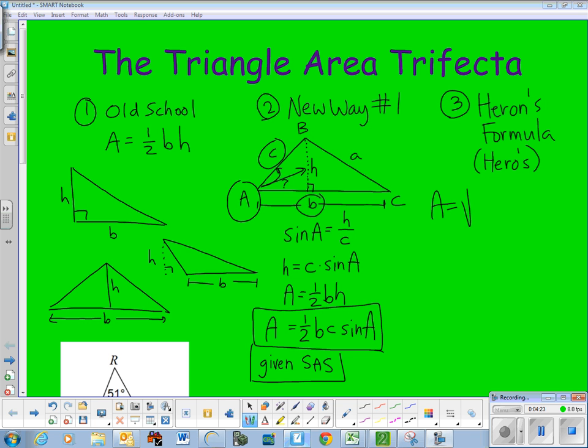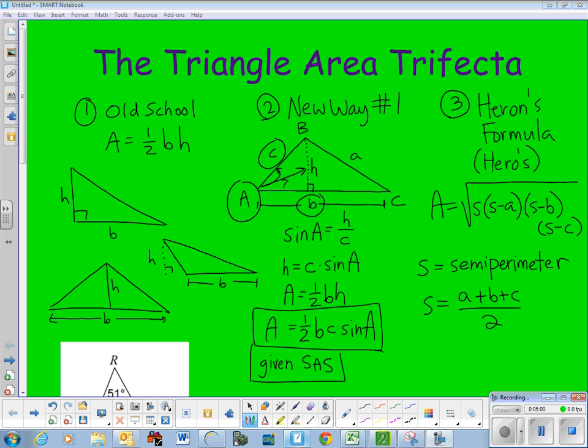Area equals big square root of s times s minus a times s minus b times s minus c. All right, that should all be under the square root. And so what is s? s is the semi-perimeter. All right, semi just means half. A semicircle is just half a circle and so on. So a formula for s would be a plus b plus c all over 2, where a, b, and c are the side lengths.